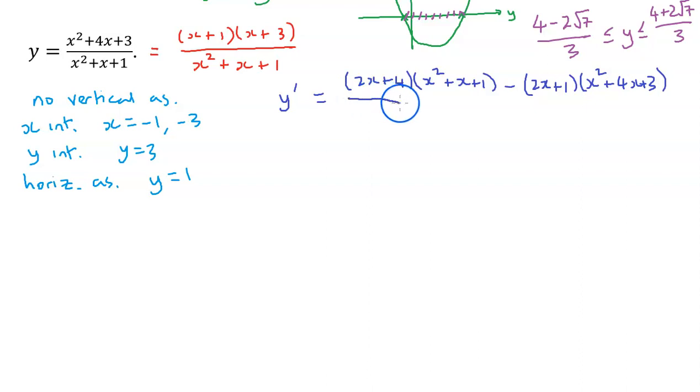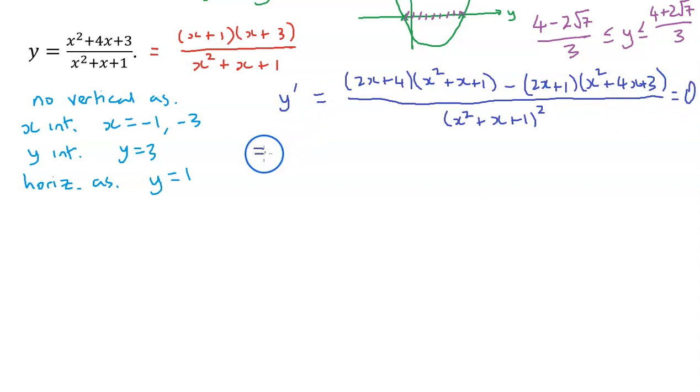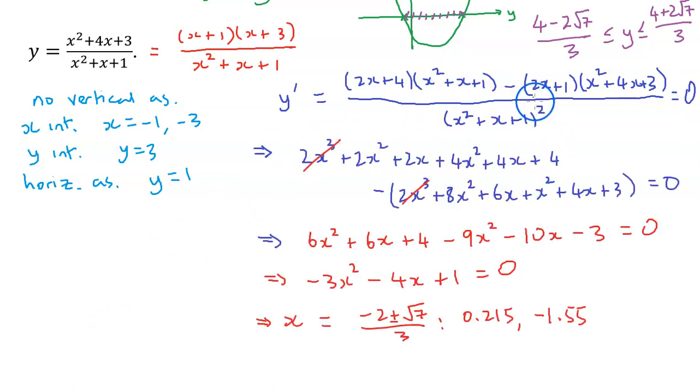And the whole thing is divided by the denominator squared. So (x squared plus x plus 1) squared, but we don't care about that because we're just looking for the values where y prime is equal to 0. And I'll just go through it myself. I'm not going to make you watch this. Okay, so doing all the calculations, this is what you end up with.